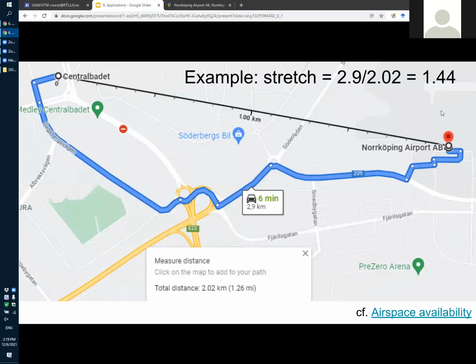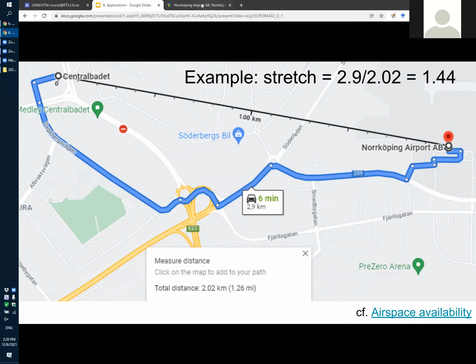So, here is a screenshot from Google Maps. I was doing a path from, I don't know, Central Body to Norrköping Airport. Along the roads, you have to take 2.9 kilometers. And then if you measure the direct distance, it's 202. So the stretch factor is the ratio of these two. The stretch factor here is 1.44.